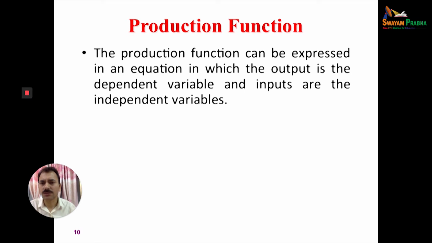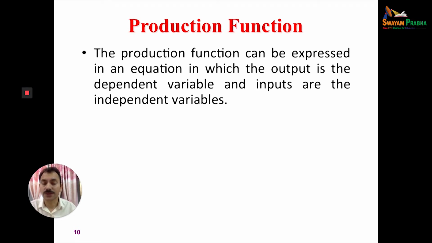Production function basically can be expressed in an equation in which output is the dependent variable and inputs are independent variables. Inputs like land, labor, and capital play an important role, especially labor and capital. According to the Cobb-Douglas production function, labor contributes more than 3/4 of a product, whereas capital only 1/4, but both are very, very important, labor as well as capital. So this can be expressed in an equation.